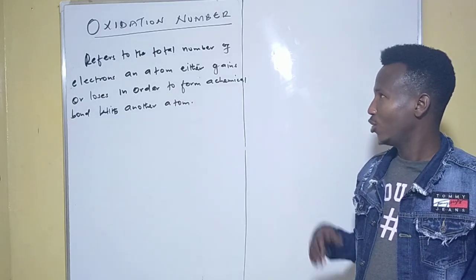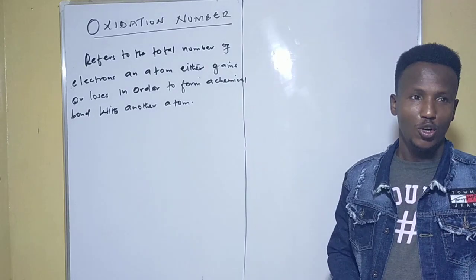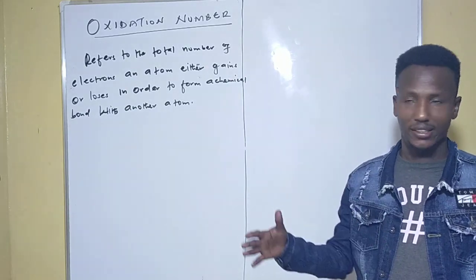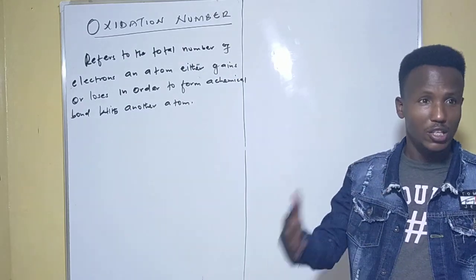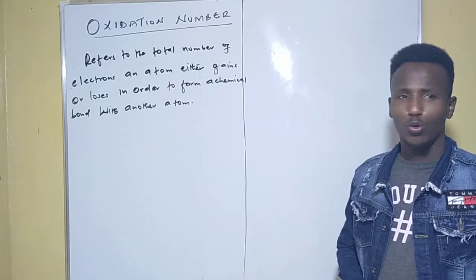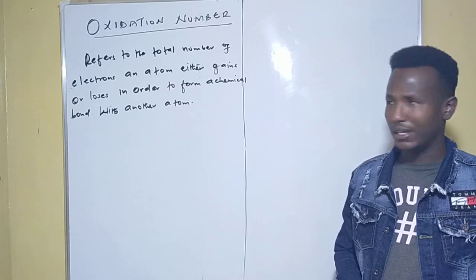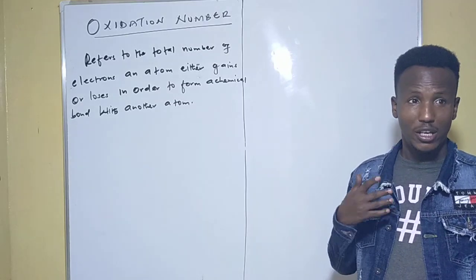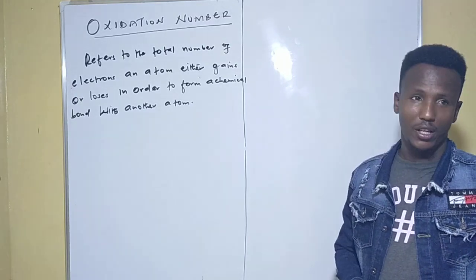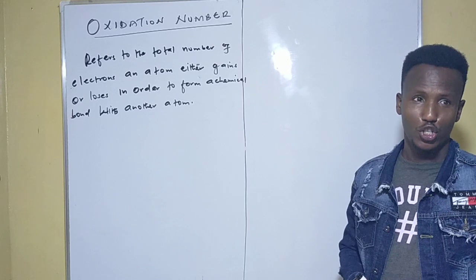Okay, oxidation number is also called oxidation state. So if you are told oxidation state or oxidation number, it's just one and the same. Without confusing you, I'll try my best to take you smoothly so that you digest this concept of chemistry, okay? Now for your information, we'll start with the definition of oxidation number.